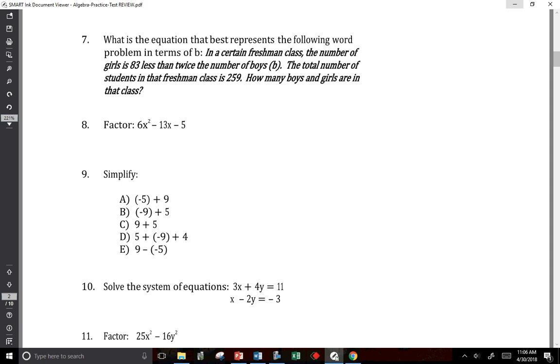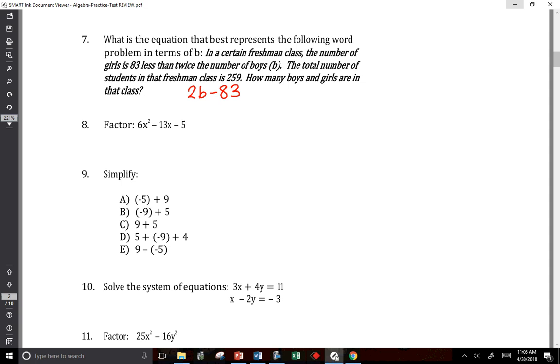2B minus 83. Do we agree with that so far? Is it equal to 259? Isn't that just the girls? So wouldn't we have to add a B in? That's just the total number of students. That is. But 2B minus 83 is just the girls.